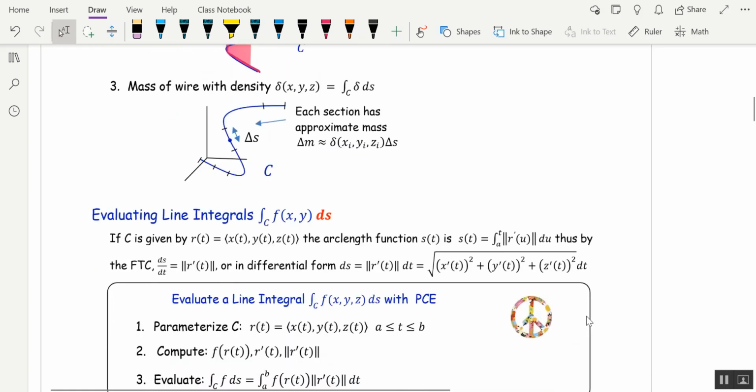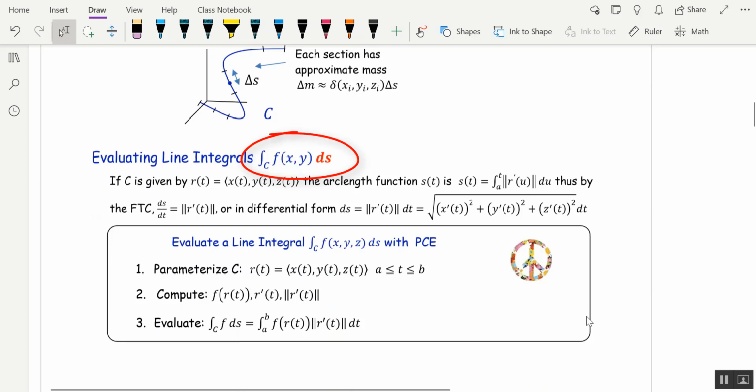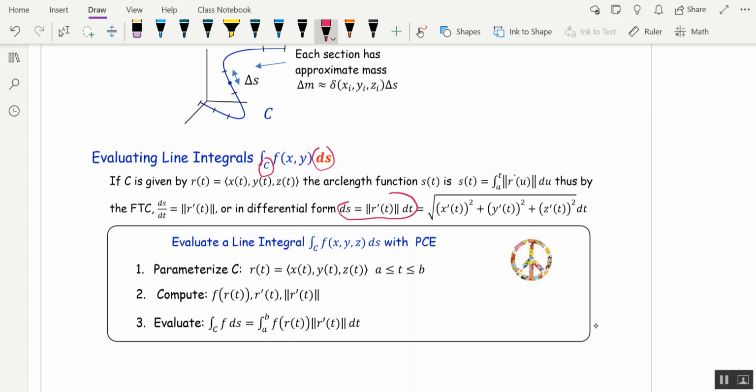Okay, so how do you evaluate a line integral? What's different here is the ds and the C. So ds, again, s is arc length. That can be a little bit tricky, but don't worry, we have a way around that. We can replace ds with the length of r prime of t dt, and I have a short description of why you can do that here. So let's just jump right into the PEACE acronym that we use to evaluate a line integral. And this will work for vector fields too.